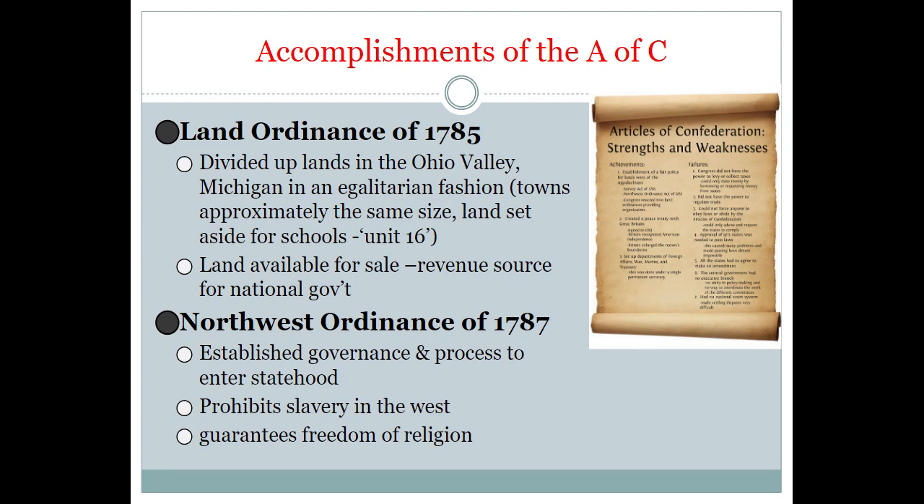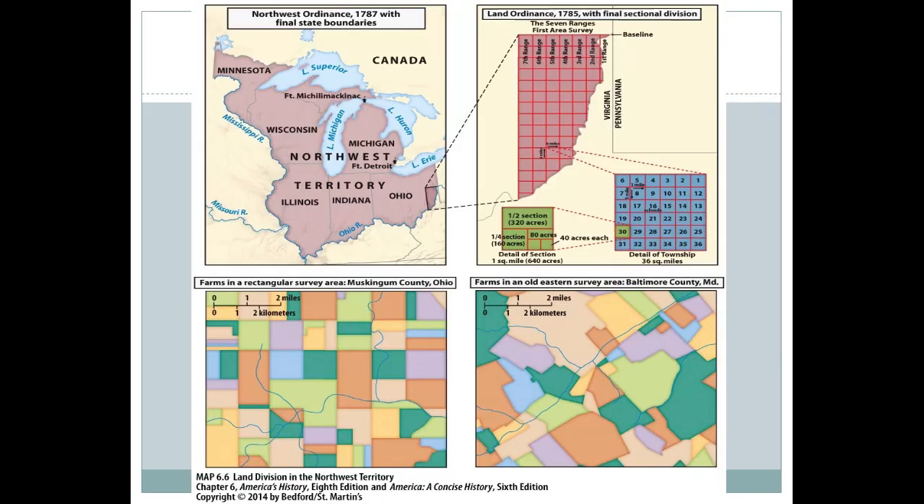It also will start to create the wedges that will lead us on that trajectory to civil war. Slavery will be prohibited in these areas. You also will have a guarantee of freedom of religion. There's no established church, and it clearly says you cannot have an established church. Obviously, the guarantee of freedom of religion we're going to see in our Constitution and Bill of Rights. We won't see that prohibition of slavery for many, many more decades.